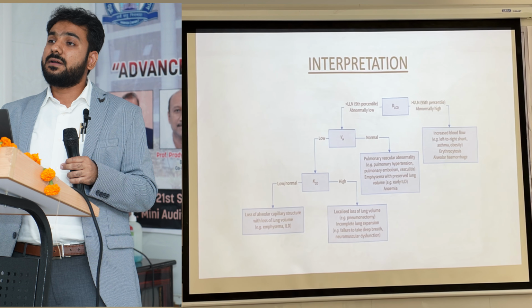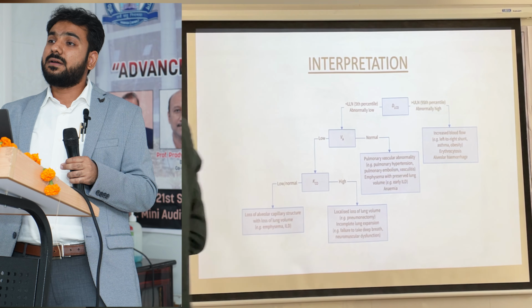The second thing that we should look at is VA, that is the alveolar volume. If the alveolar volume is normal, we can say the major pathology is in the pulmonary vasculature, because the volume was absolutely normal. If there is ILD or any other pathology, pneumonitis, which is ultimately affecting the KCO, VA is usually reduced in that. So if the VA is normal, we can say the abnormality is mainly in the pulmonary vascular side. Okay? Pulmonary hypertension, embolism, vasculitis.